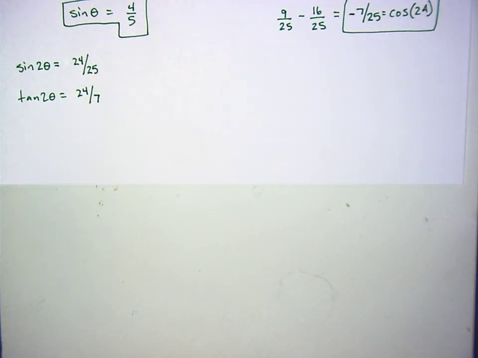Yeah. I have a question on why tan 2 theta isn't negative. Just because 1 minus 9/9 minus 16/9 would be negative 7/9. To the bottom. Yeah, I think you might be right.